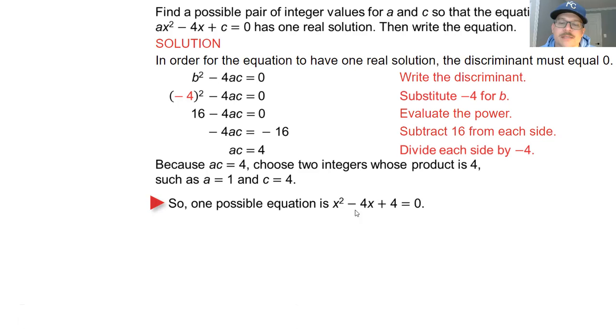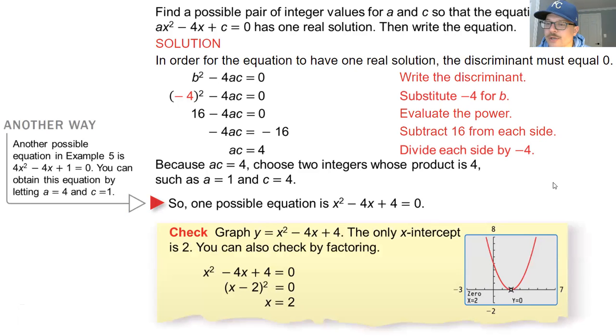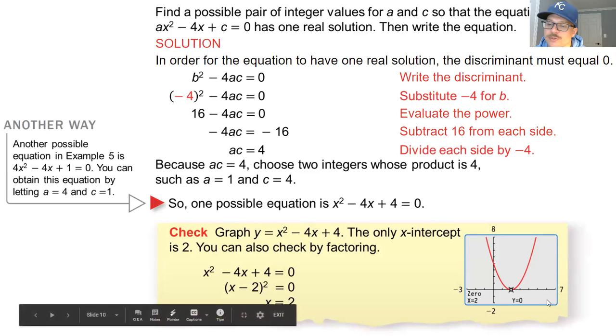So this could be a possible equation where your A is 1, B is still -4 from the start, and your C is the +4, which we determined in the previous step. You can also check that by plugging it into your graphing calculator, just like always, to make sure that the graph crosses the x-axis once, which it does right there at 2.